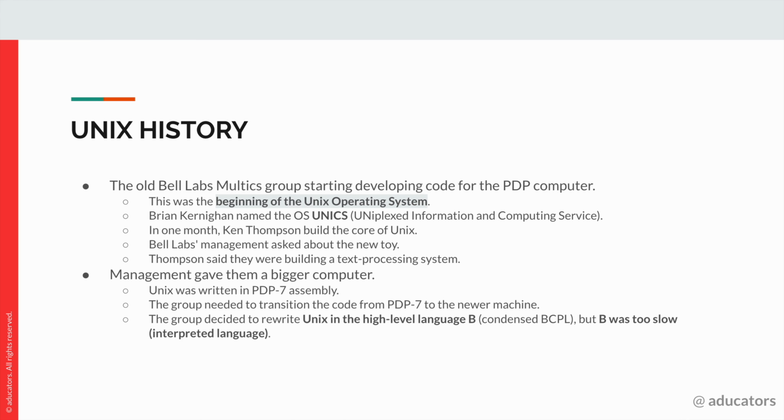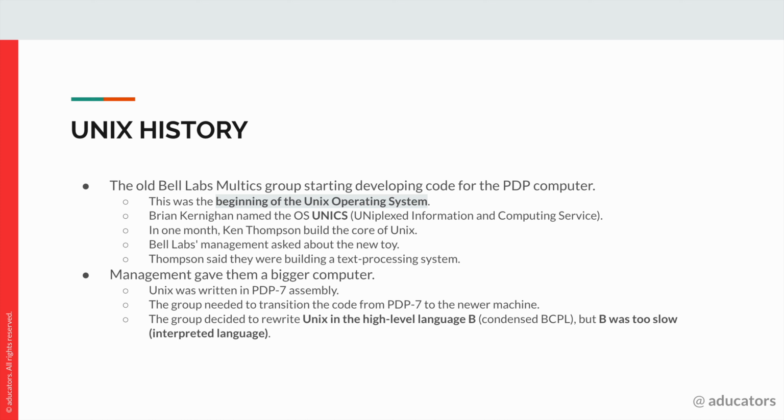The old Bell Labs Multics group started developing code for the PDP computer. This was the beginning of the Unix operating system. Mr. Brian named the OS Unix, Uniplexed Information and Computing Service. In one month, Ken Thompson built the core of Unix.